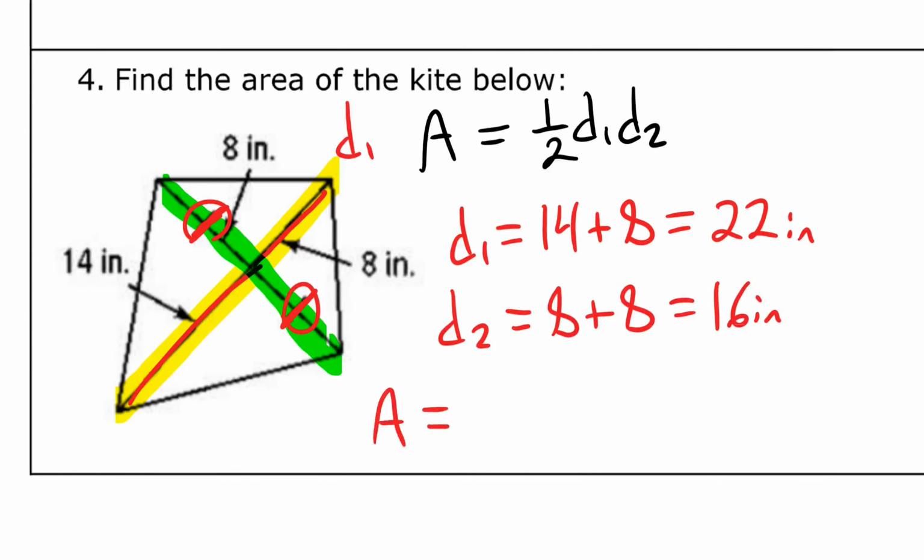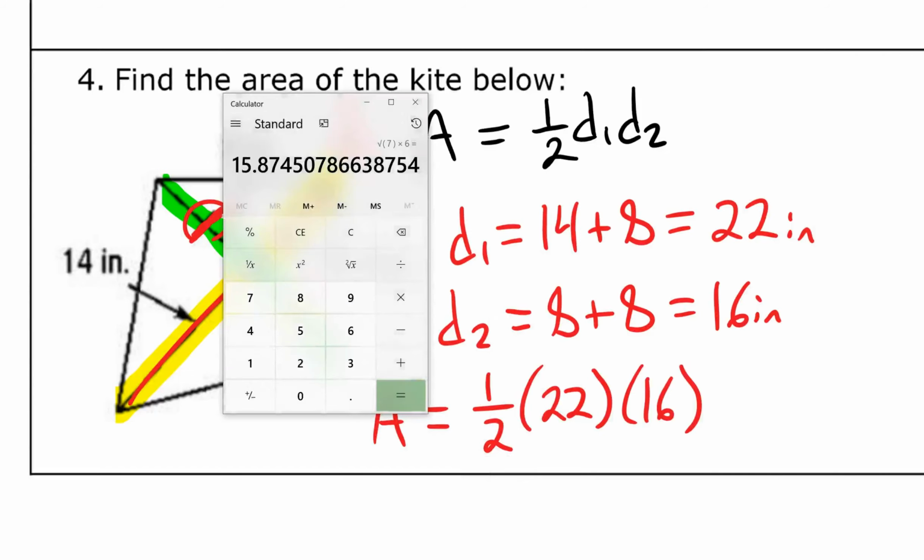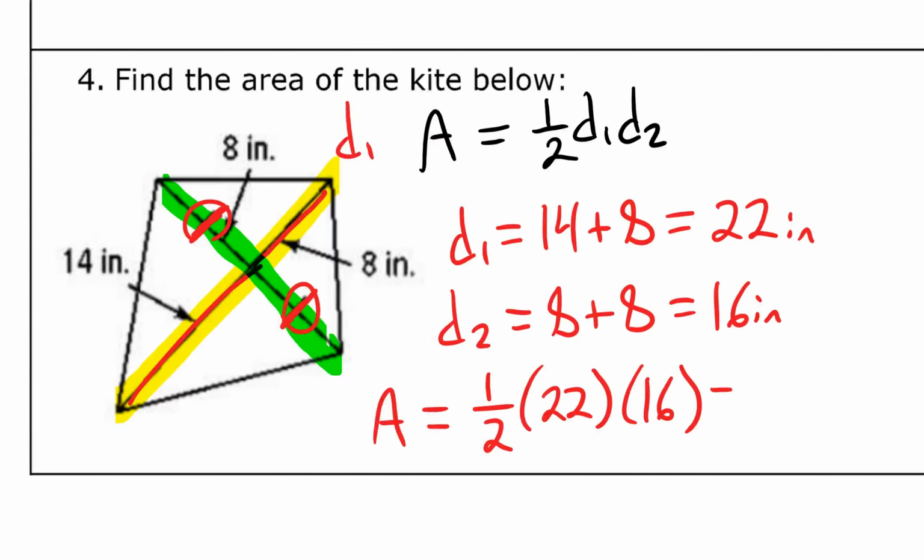You plug those in, we do a little calculating, and we should get an answer: 22 times 16. Whenever I calculate these, I always do the 1/2 at the end, just to make things simple to type in. 22 times 16 is 352. We take that and divide it by 2, and we get 176 square inches.